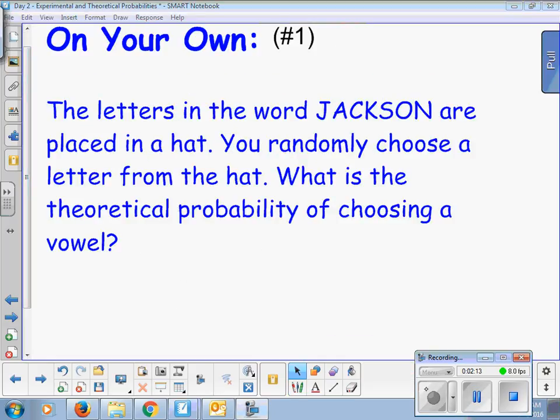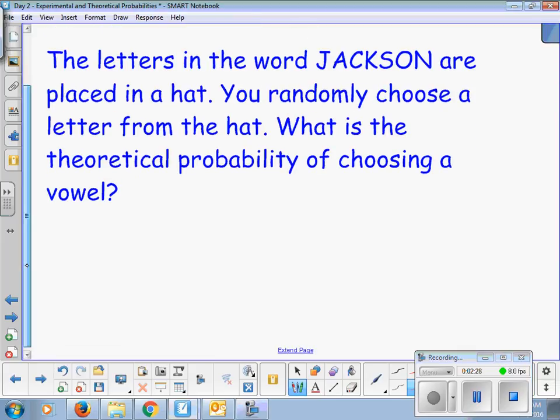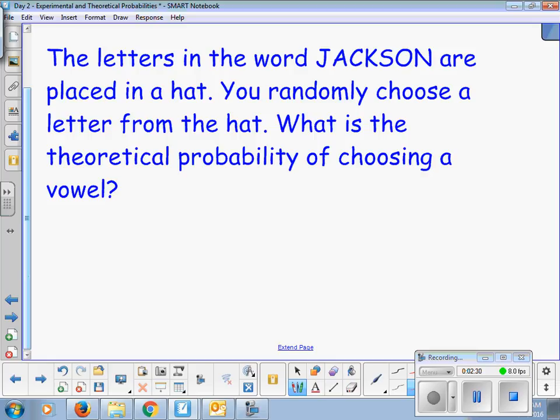For our next question, I'm going to have you move on to the on your own and try number 1 of the on your own. If you read through this, the letters in the word Jackson are placed in a hat. You randomly choose a letter from the hat. What is the theoretical probability of choosing a vowel? In Jackson, how many vowels do we have? 2 out of how many total letters?